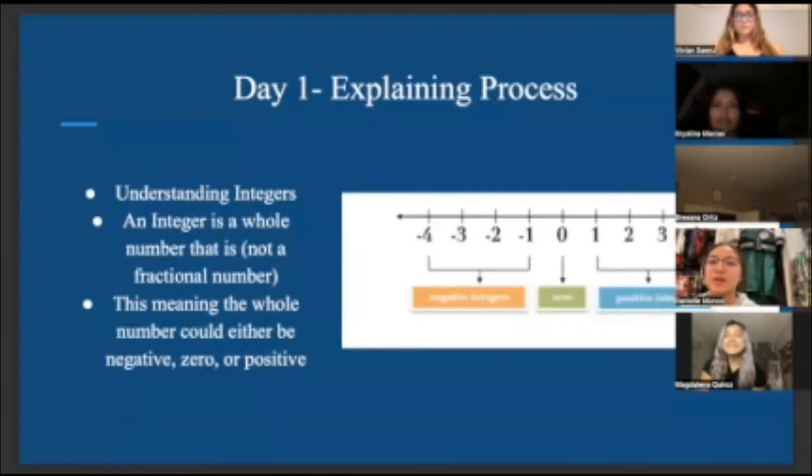So the explaining process of integers is going to help you understand what an integer is. An integer is a whole number that is not a fractional number, and it can be negative, zero, or positive. The picture shown on the slide is what a negative integer would be, the zero, and what a positive integer would be.